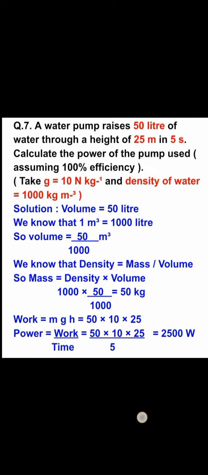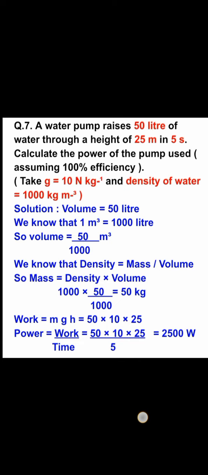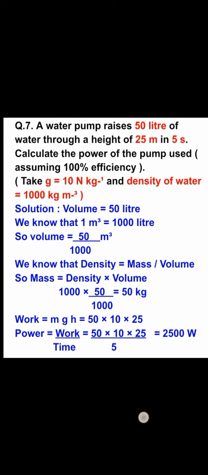Volume is in meter cube and density is in kg per meter cube, so those two meter cubes will cancel each other. So the mass will come in kg. Now the work formula we know, it's m into g into h. So m is given 50. g's value is to be taken 10, it is given in the question. And height is also given, 25 meter.